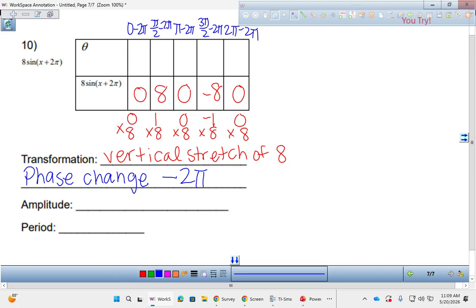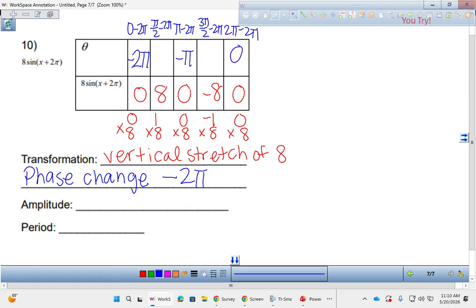Sometimes that math is going to be easier than other times, right? 0 minus 2 pi. Hopefully you can do that one, right? Negative 2 pi. I feel like this one, pi minus 2 pi is pretty easy too. What's pi minus 2 pi? Negative pi, right? Negative 1 pi. And 2 pi minus 2 pi is pretty easy too.